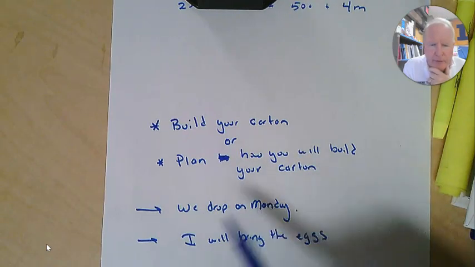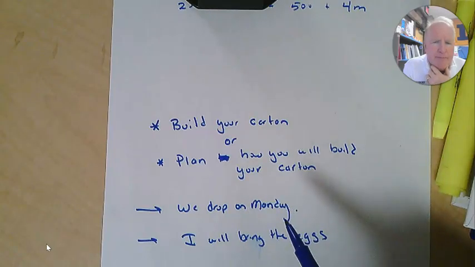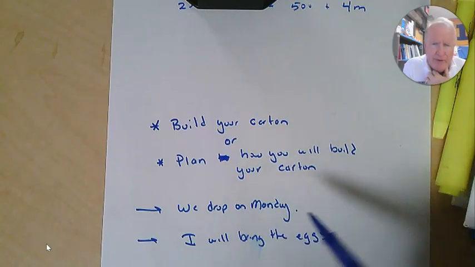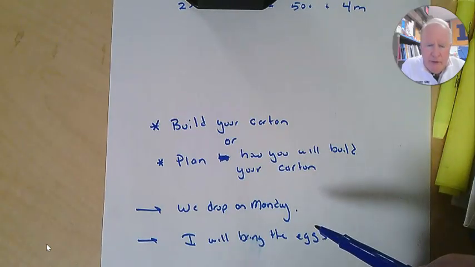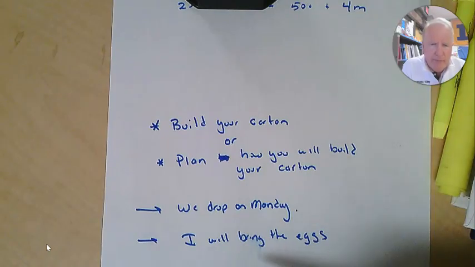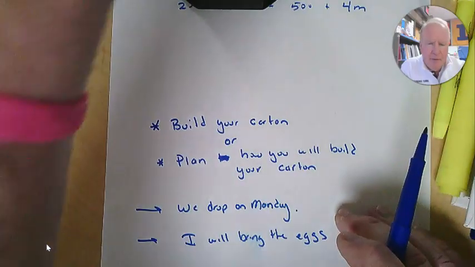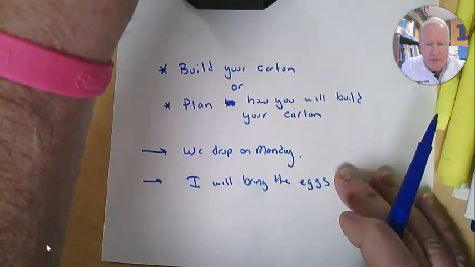Once we get to that 30-minute mark on Monday, we're going to go outside. We're going to drop. So we're going to do our egg drop, and I'll bring the eggs. I think it's like $10 for 5 dozen eggs, and I'll bring in all the eggs for Monday. So don't worry about bringing in eggs on Monday. And I think that is it.